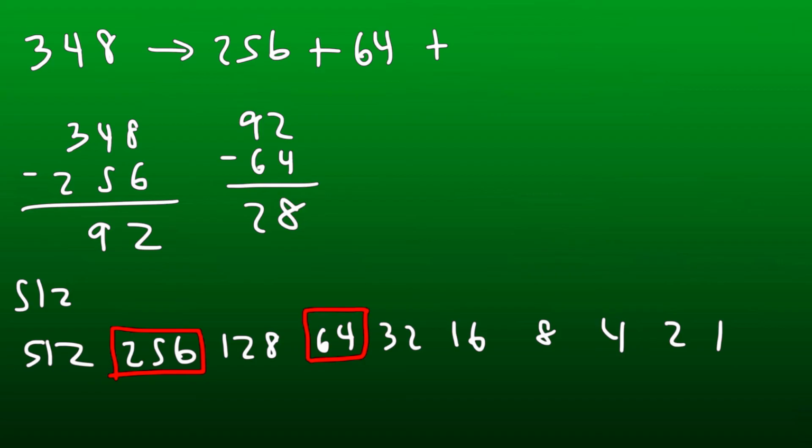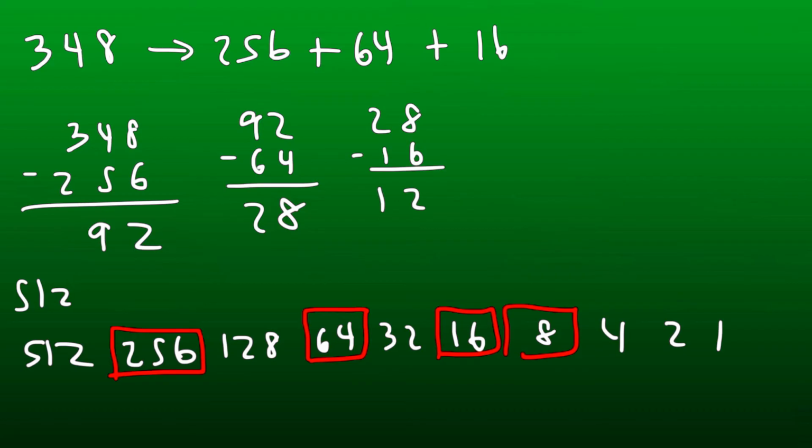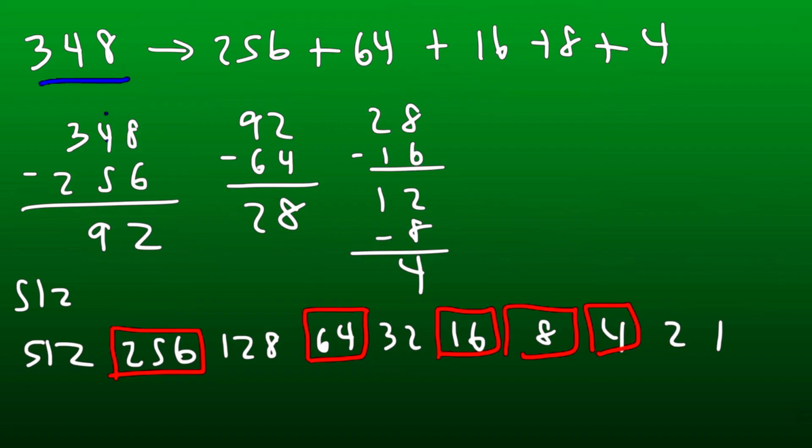The highest number under 28 is 16. So now let's subtract 28 by 16. That will give us 12. So we can use an 8. 12 minus 8 is 4. And then we'll stop at 4. So notice that if you add 256 plus 64 plus 16 plus 8 plus 4, it will give you 348.